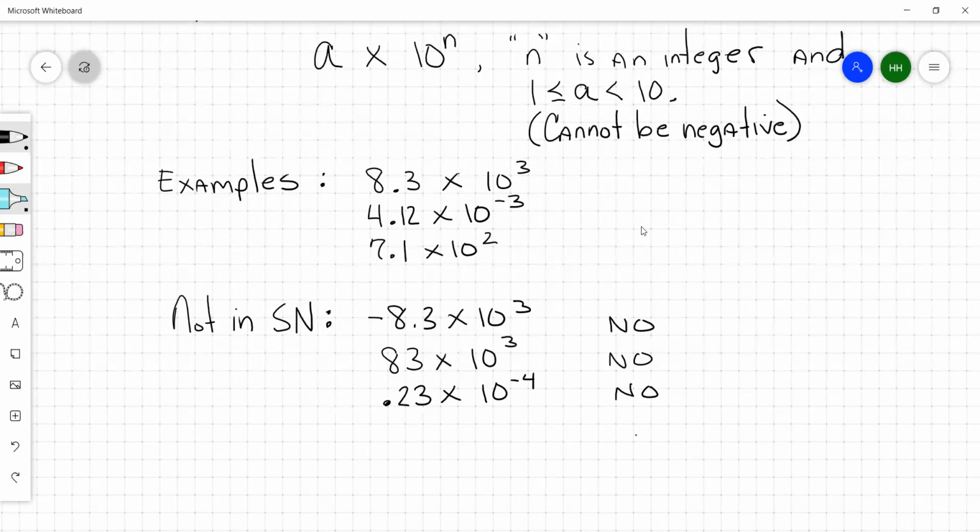Here's a no. Here's a 3.5 times 100. Can't be that either. This needs to be times 10 to a power. Greater than or equal to 1, less than 10, times 10 raised to a power. Not times 100, not times 1,000, not times 1. Y'all remember that, hopefully?